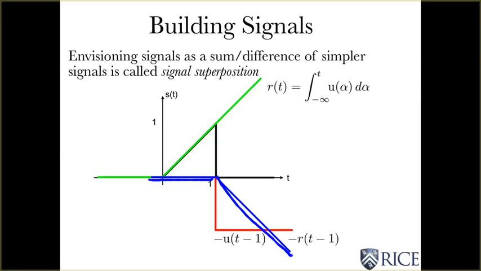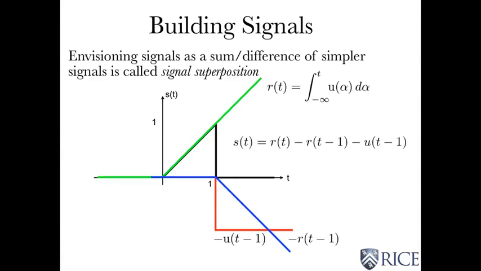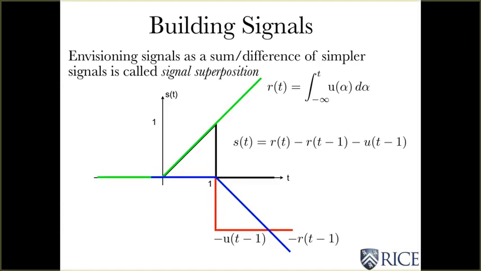And so our final expression for s(t) is that it's a sum, a superposition of elementary signals. It has a ramp delayed, and it also has a unit step. This is what I mean by signal decomposition. Signal superposition is building signals. Decomposition is thinking about the pieces. I would also point out that this ramp is built from a unit step. It's the integral of it.